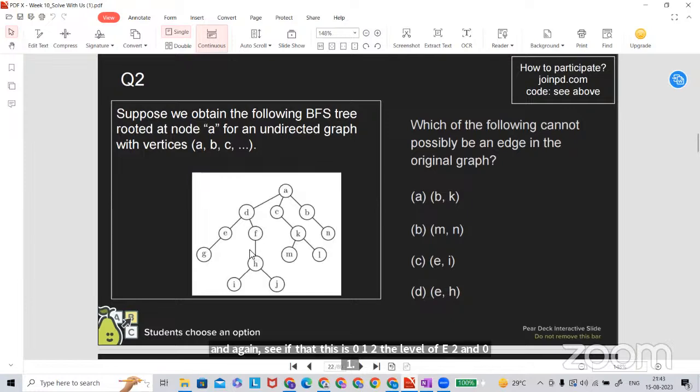The level of H is 3. So again, the level difference is 1. So there is the possibility that there is an edge.